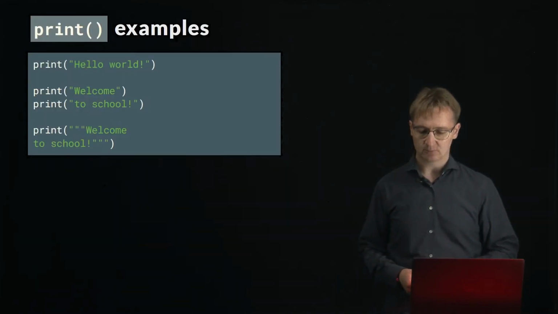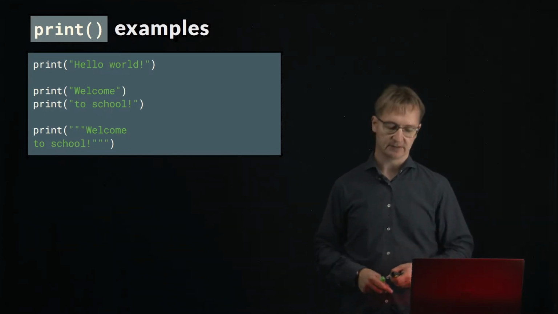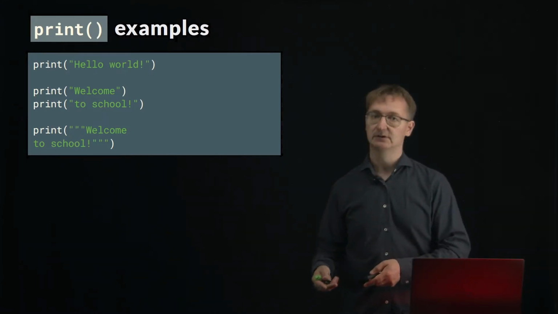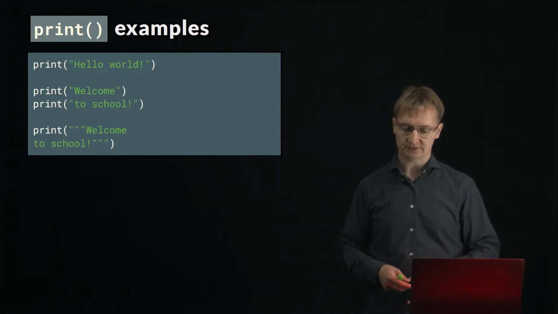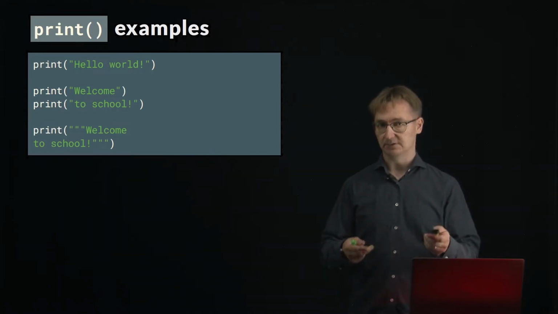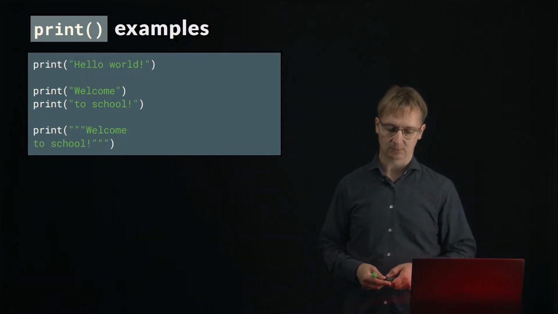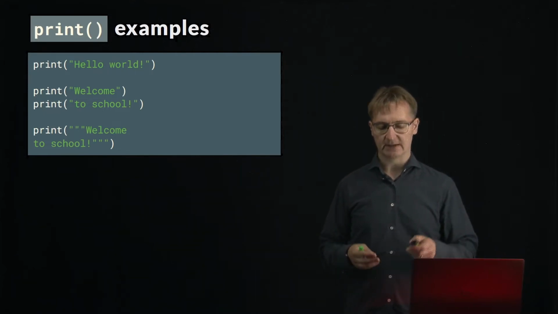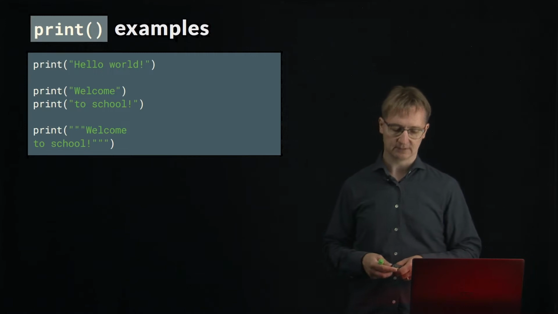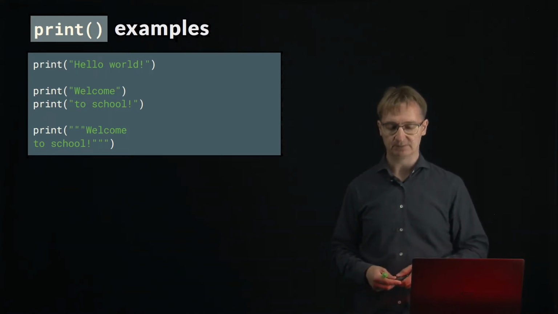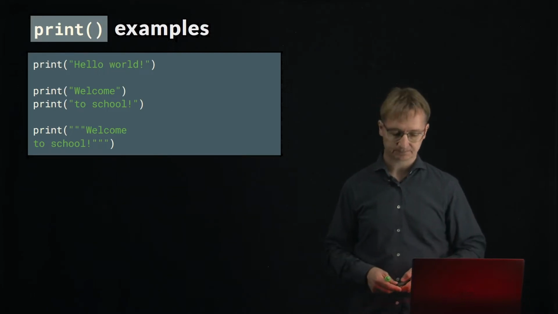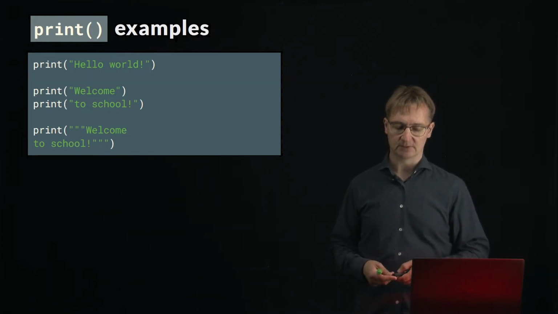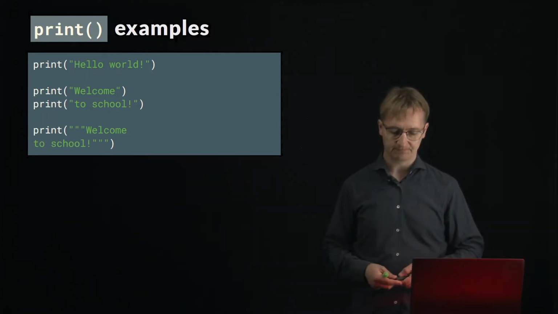Some examples. We have print, which itself is a function. Then we have parentheses, and inside that we can put some values, and those values will be printed to the screen. For example, print hello world prints out the hello world text without the quotes themselves, so it's just hello world and an exclamation mark. Every text in this example will be printed on a separate line. Hello world will be on the first line, then there will be welcome, and then to school on a separate line.